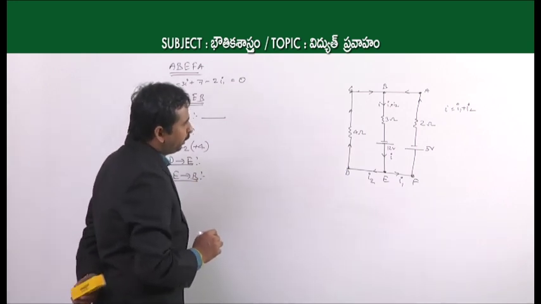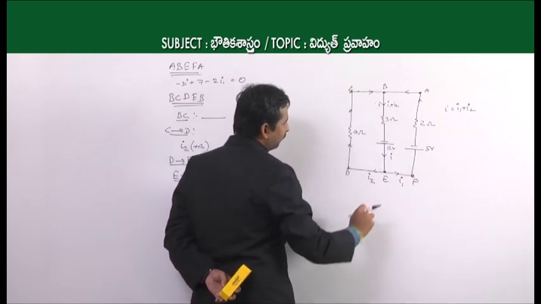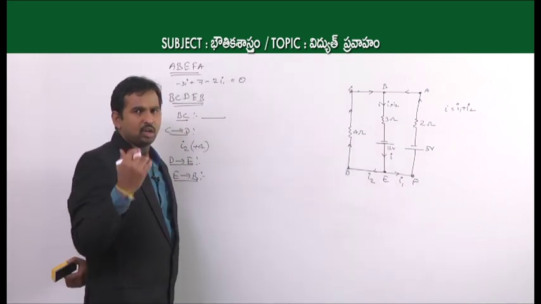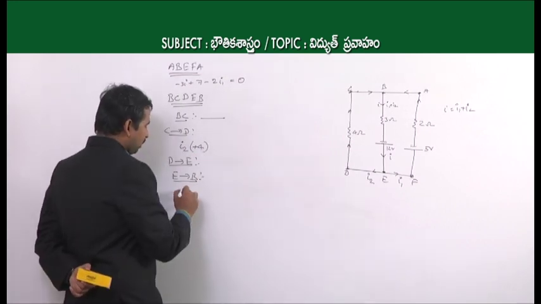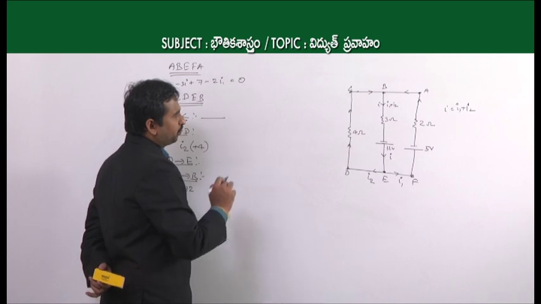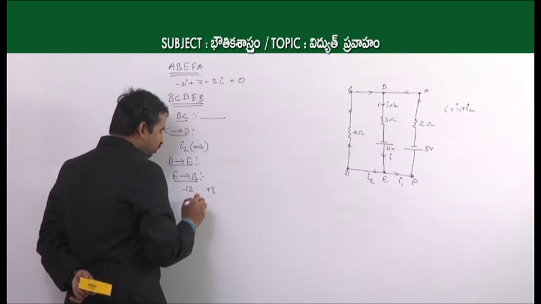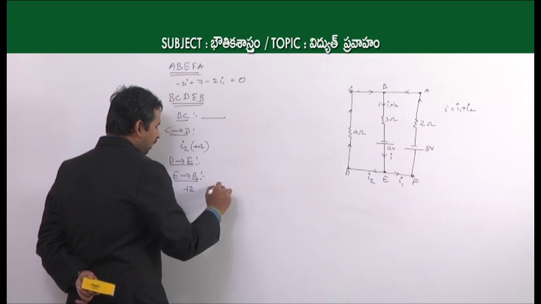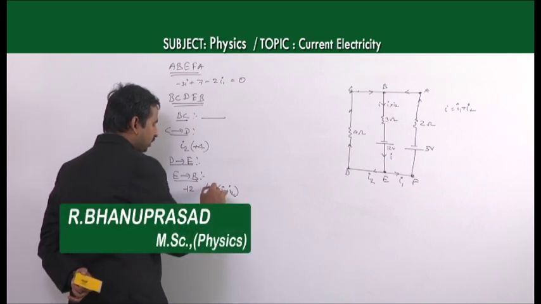When we come to E to B, we are going opposite to the direction of current, and here we have a voltage present. According to the sign convention, as we are going from high potential to low potential, plus to minus, we have to take minus 12. And going opposite to the direction of current, the 3 ohm resistance we have to take as plus, and the current passing through that is I1 plus I2. So, plus 3 of I1 plus I2. Only these two components are present here.